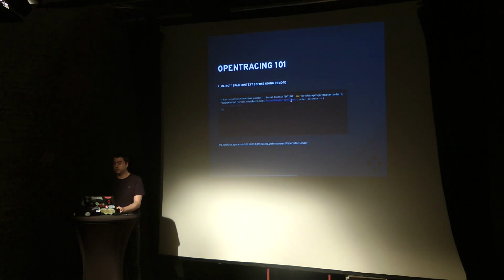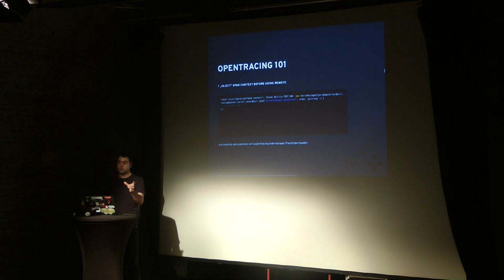Now, how does that work? It works by serializing the span context before going remote, and then deserializing the span context when you get a remote call. Right, so there's no secret, there's no magic. Whenever you receive a request, you check to see if you have a trace ID. If you have a trace ID, then you specify that and you get a span context. If you don't have a trace ID, it's a blank context.